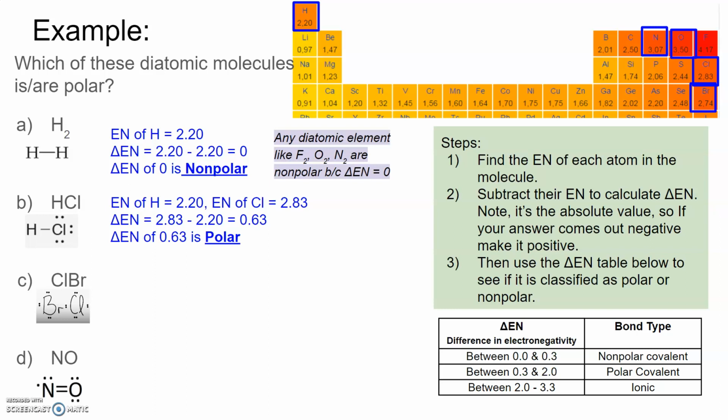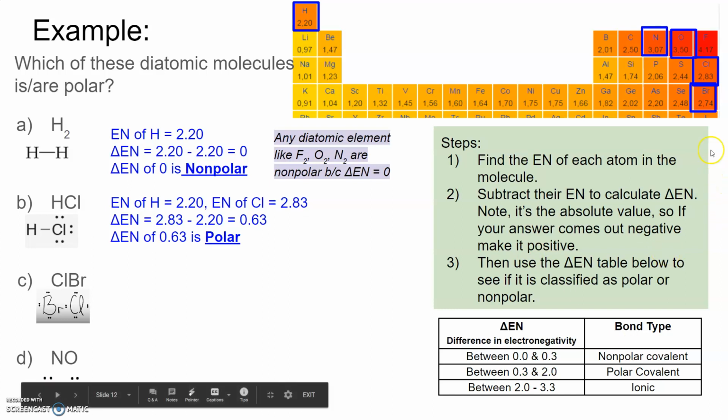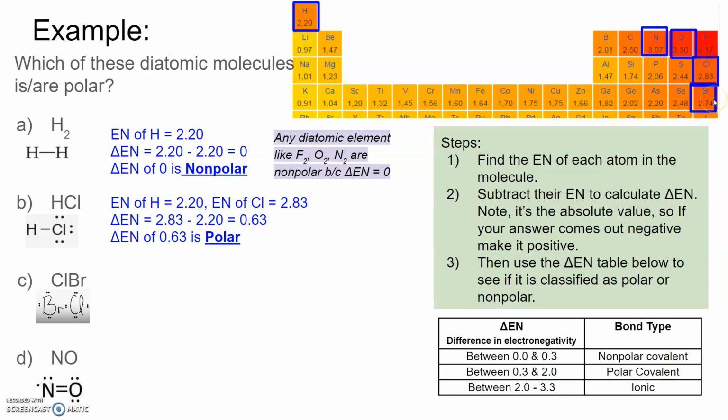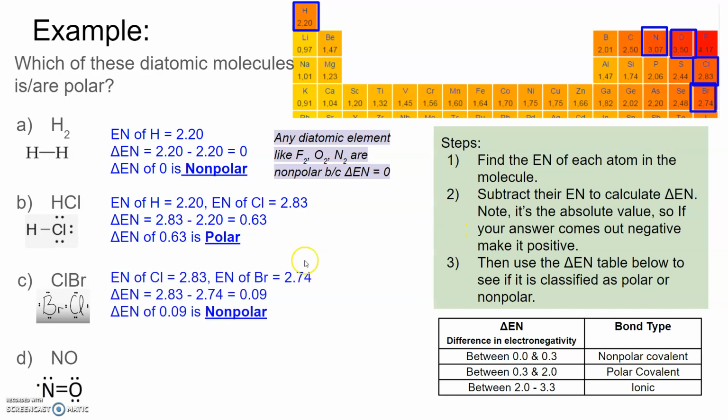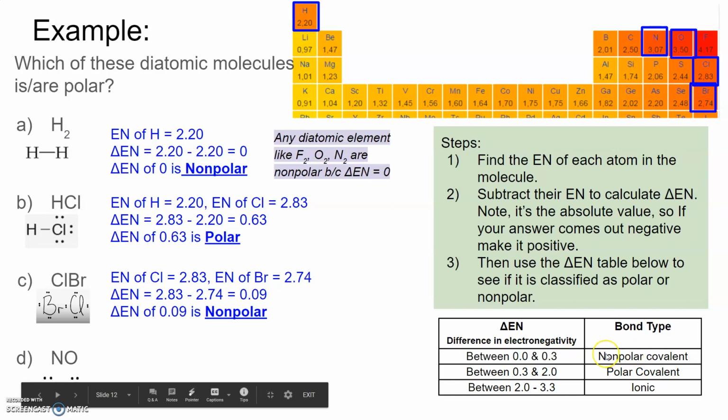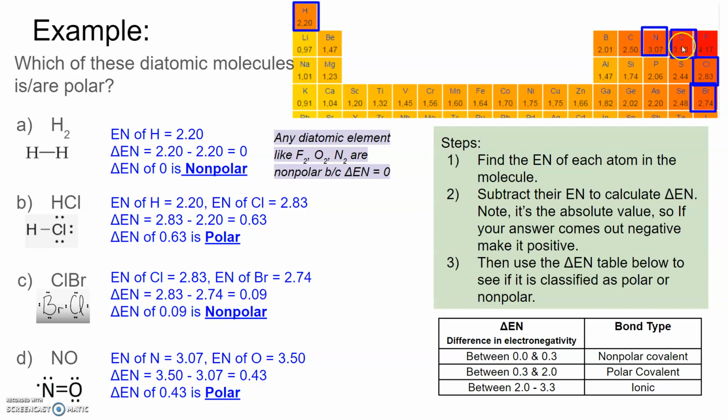Doing the same thing for ClBr. Again, I find the atoms: here's chlorine, here's bromine. I subtract these 2 electronegativities to get their difference, and I get 0.09. That fits in the nonpolar range. And finally, for NO, I do the same thing. N is here, O is there. I subtract their 2 electronegativities. That gives me 0.43, and that makes it polar because it's in the polar range. So the answer to this question, which of these diatomic molecules are polar, is B and D.